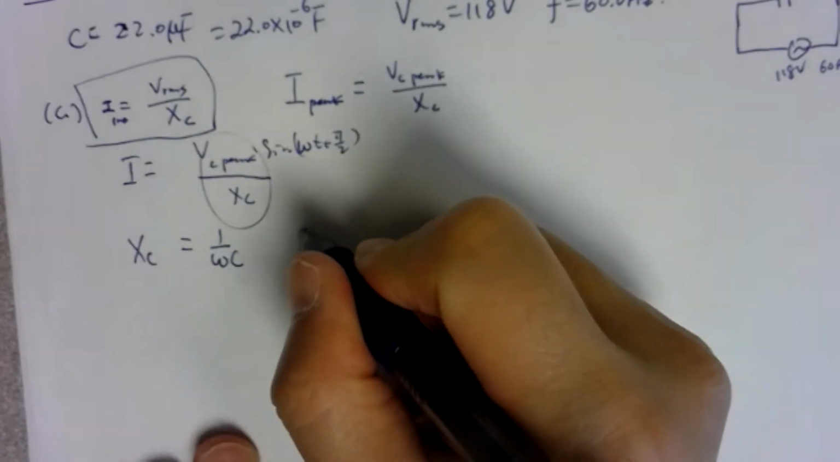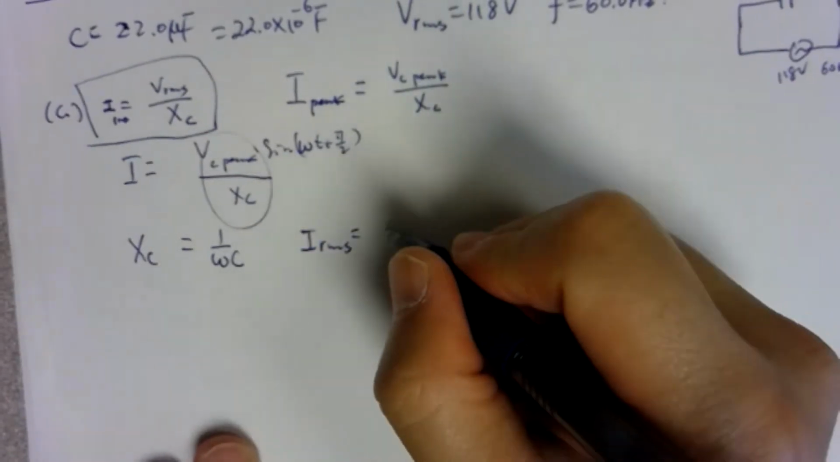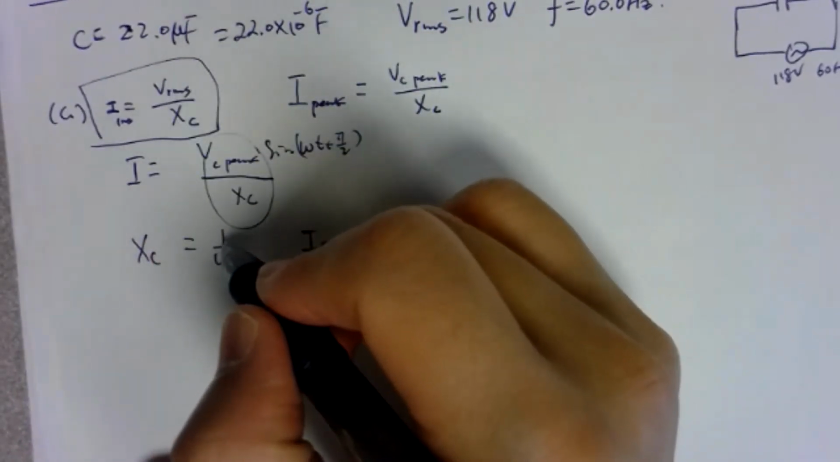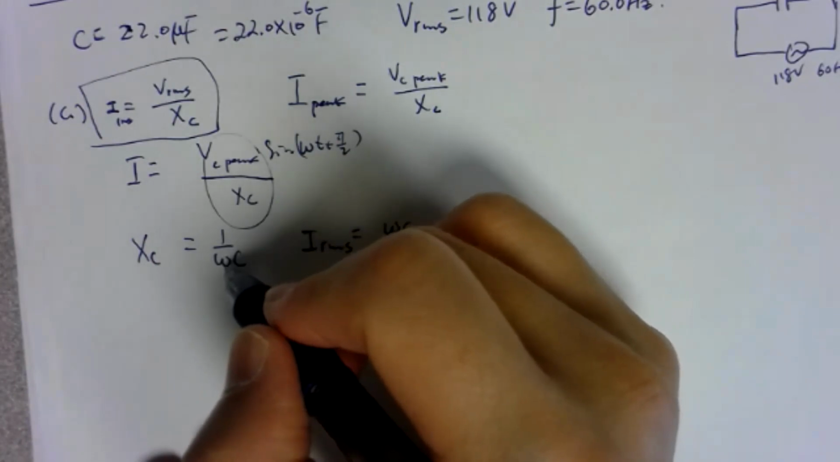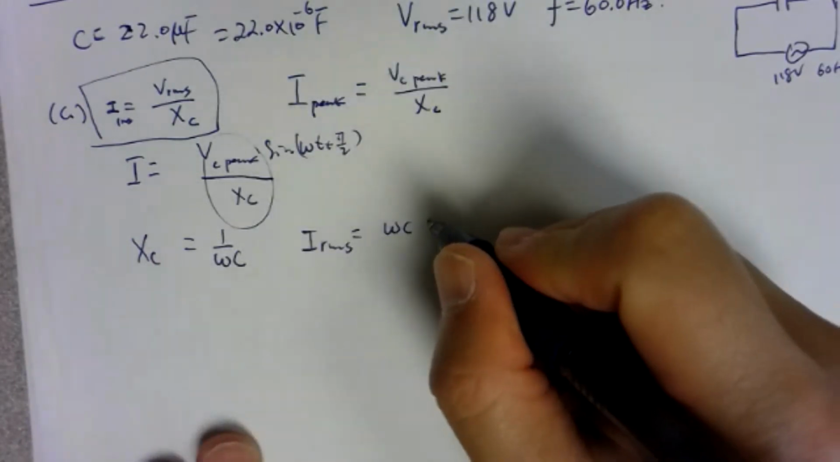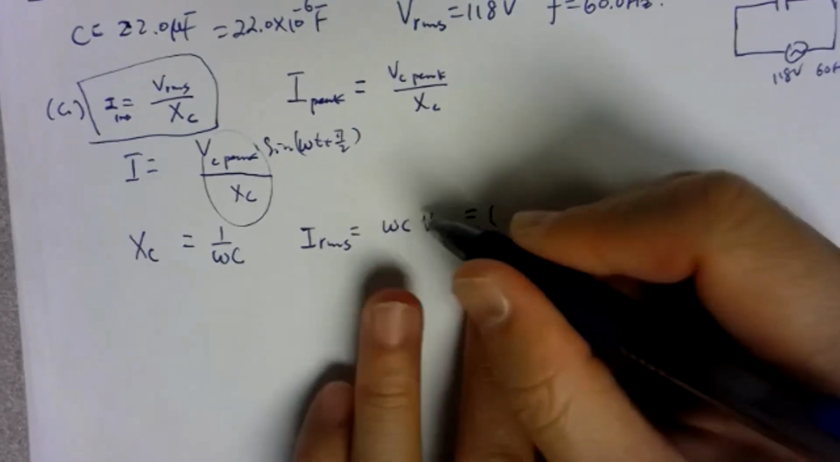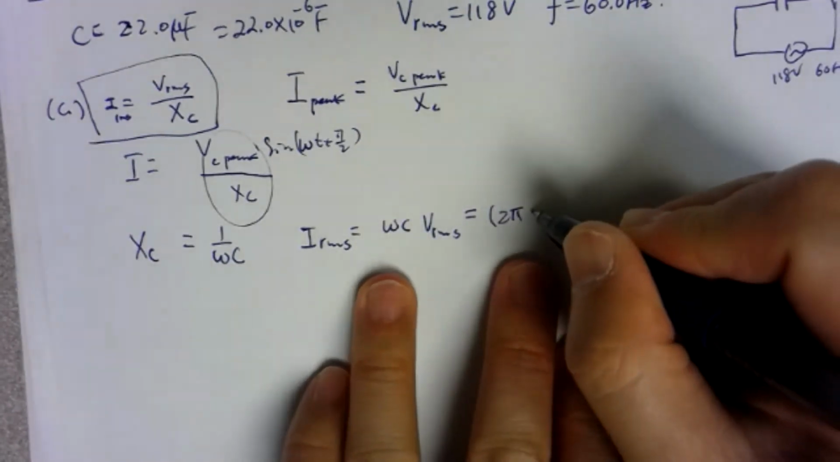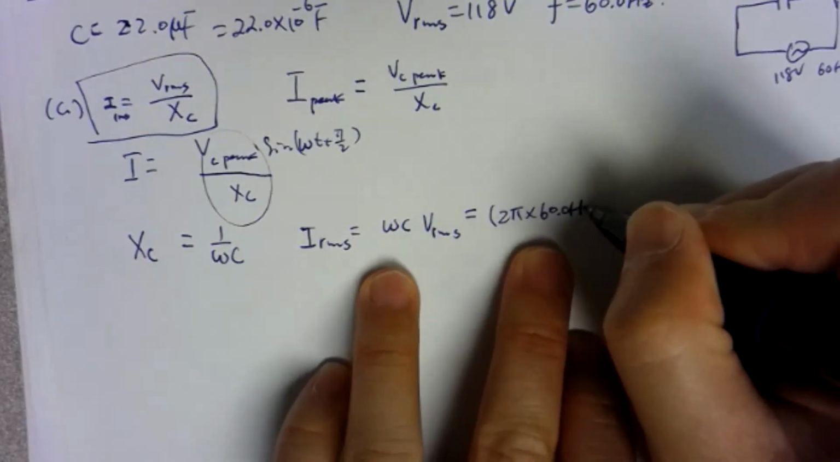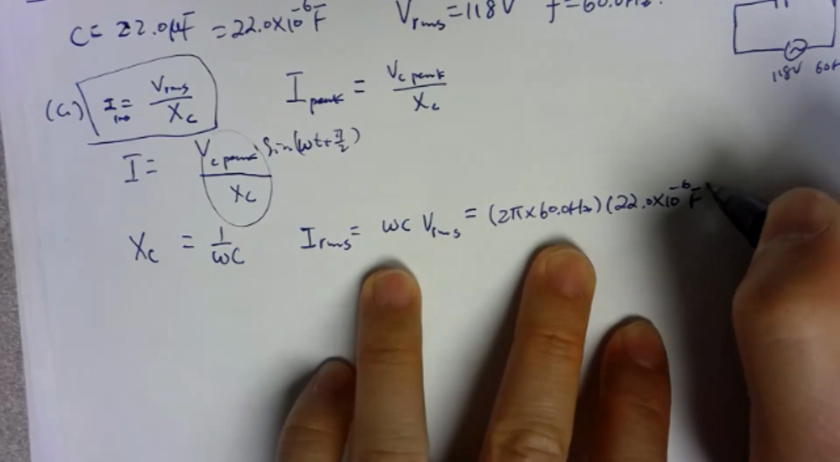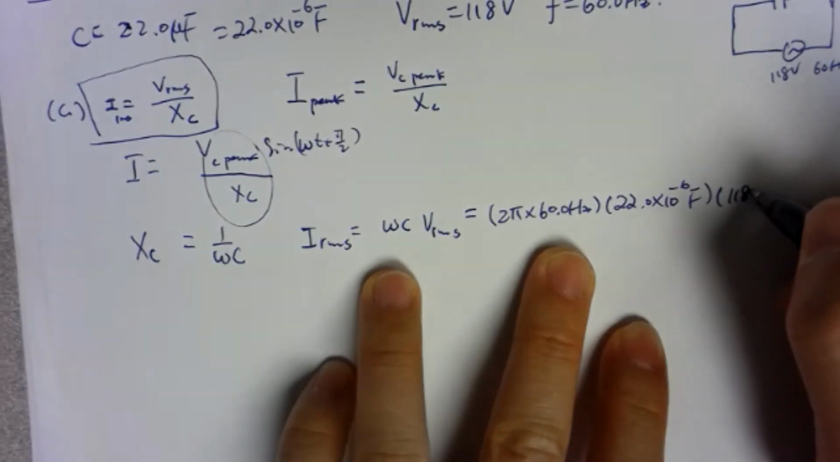So then I_RMS is equal to omega C times V_RMS. So this over that, right? This is the inverse of that in the denominator, so it flips up. Okay, so omega is 2 pi f, so 2 pi times 60 hertz. That's omega times 22 times 10 to the minus 6 farad times 118 volts.